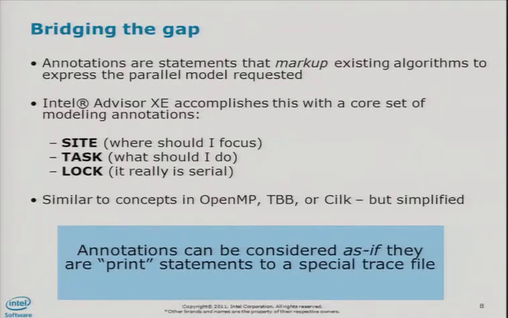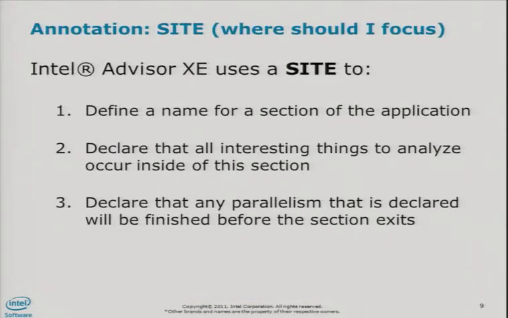So a cite just says, I want to focus on this part of my program. You might think of it a little bit like a parallel region we were talking about in OpenMP. It has the property that outside of the cite, things are serial. Inside of the cite, maybe there's some parallelism going on, and we give it a name.